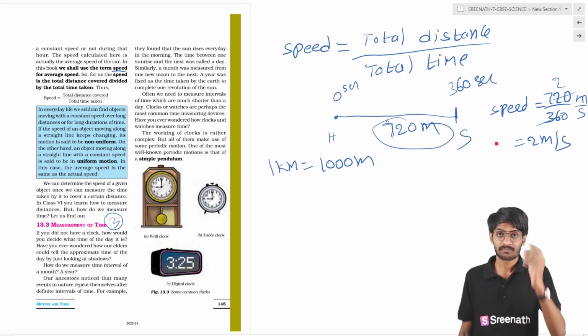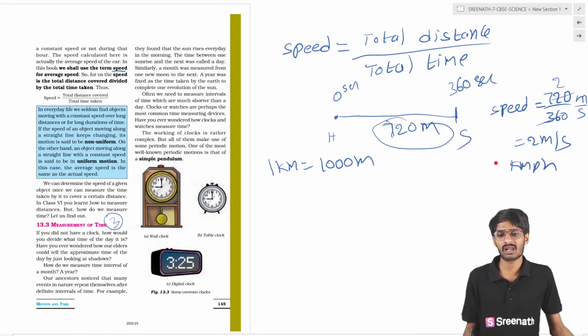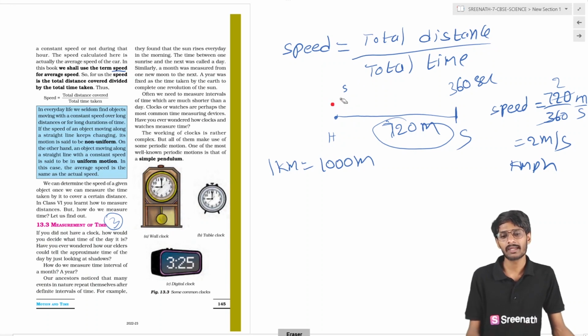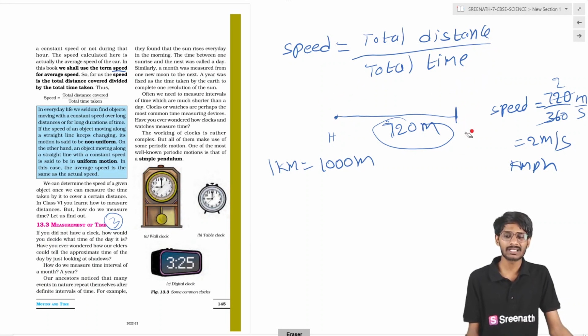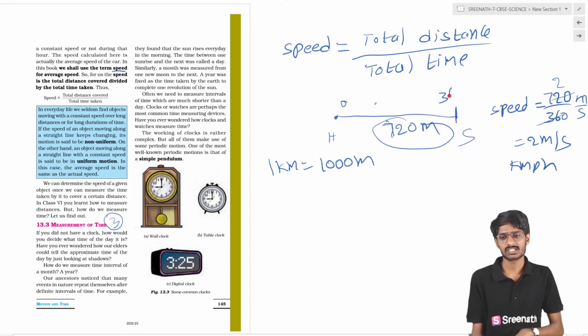Sir, what is this? This is in meters per second. But in our daily life we always use kilometers per hour. Yes, kilometers per hour. Suppose we keep the time taken from your house to school as 0 seconds, 360 seconds.